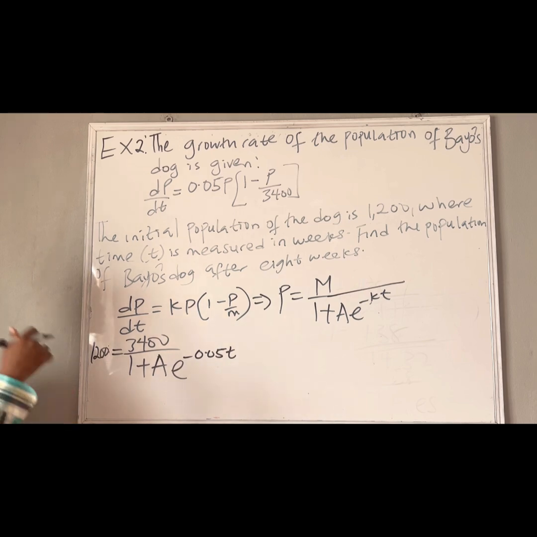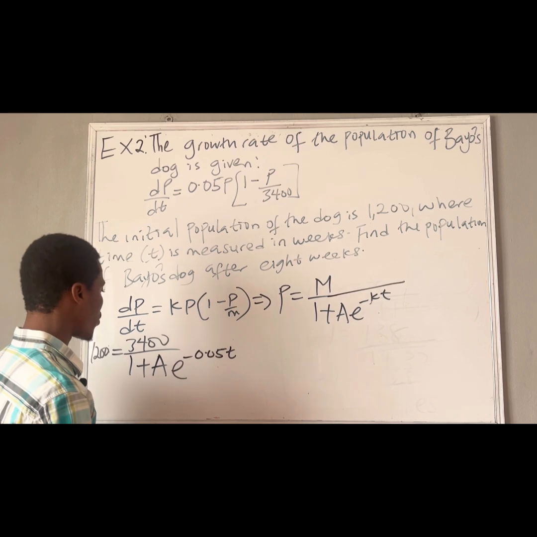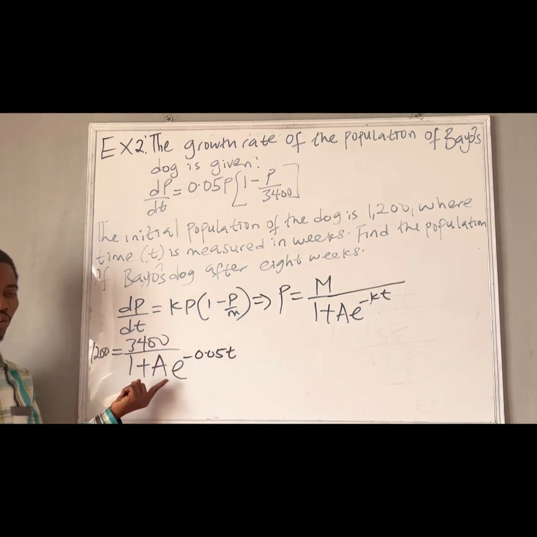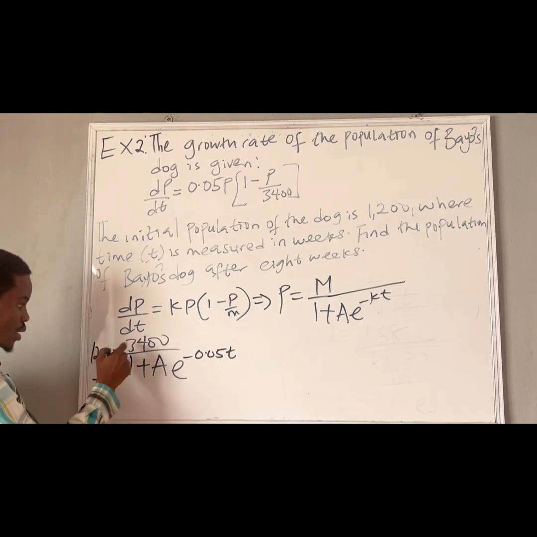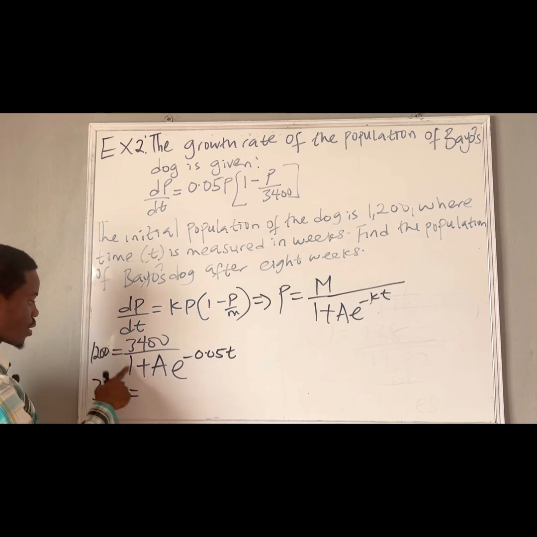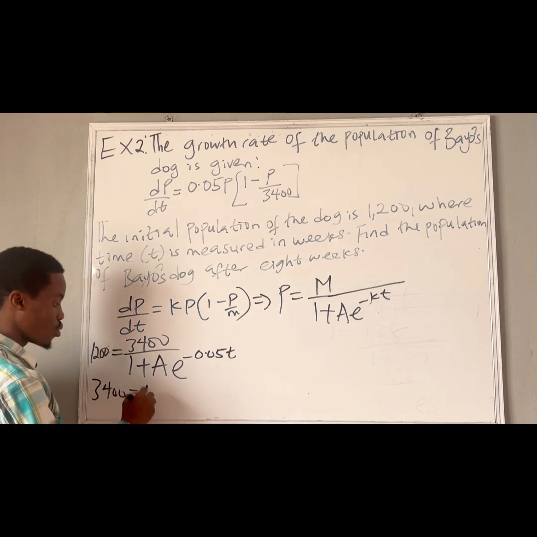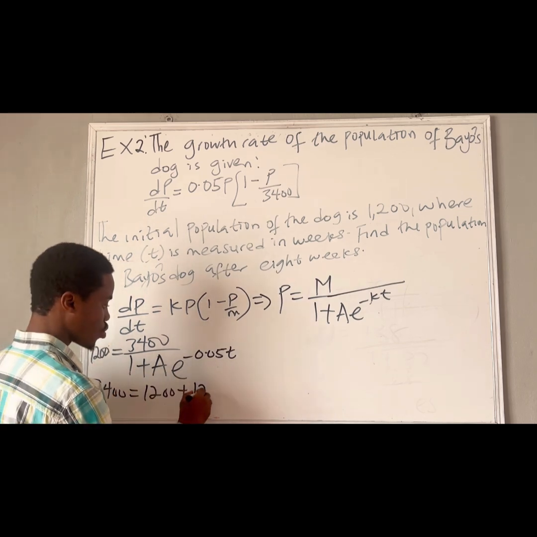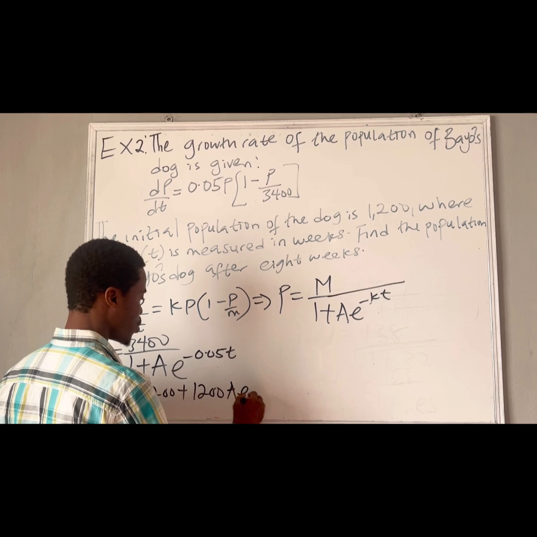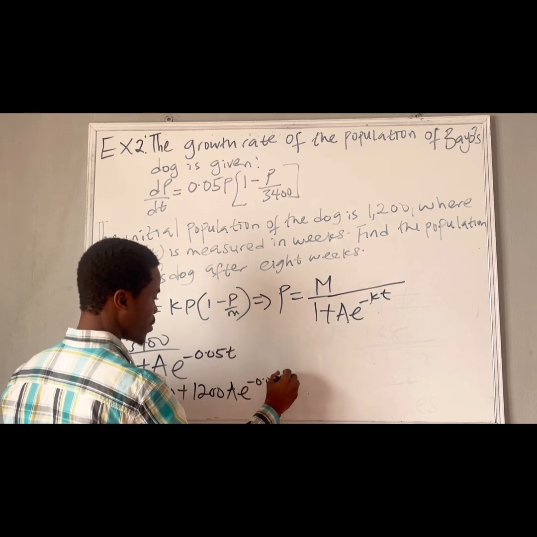So we have to find the population of buyer's dog after 8 weeks. How are we going to solve this? Since we have been given this, we have to find A before we can find the population after 8 weeks. So we can cross multiply. If we cross multiply, we are going to get 3,400 times 1,200 times 1, which gives 1,200 plus 1,200 A e to the minus 0.05 t.